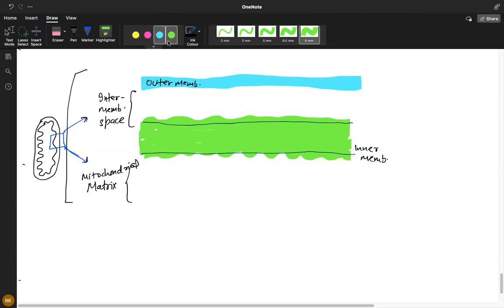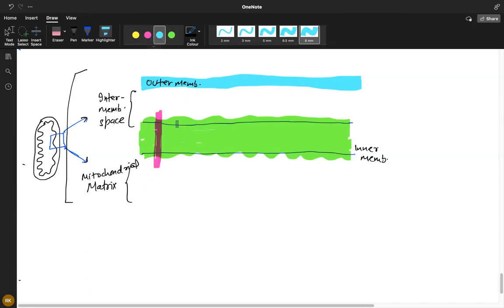Perfect. Cool. Now what happens in this inner membrane where the electron transport chain happens? There are certain complexes which are present. So the first one is called complex 1. This is complex 1.